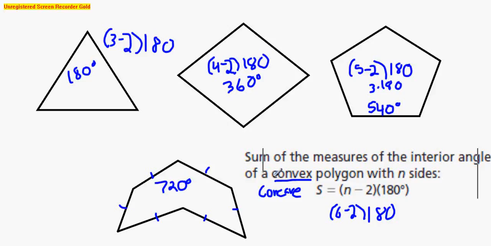Okay, and so it does say convex on your Ames reference sheet, but it could be a concave. I don't know why they say that. It could be either or. Okay, so let's take a look at maybe another type of problem, how they could ask us. So that's for the total sum. We're going to add up all the angles.